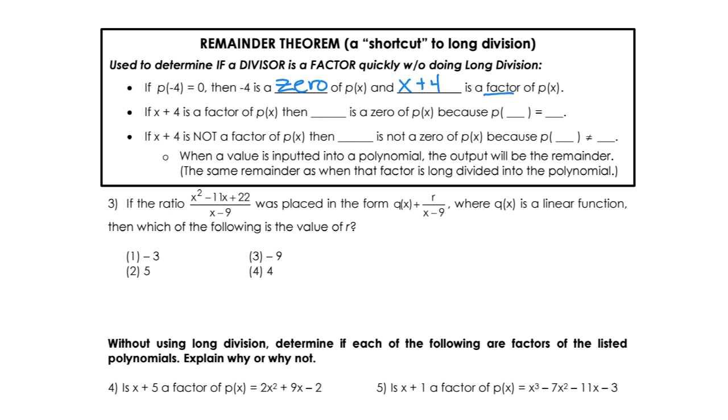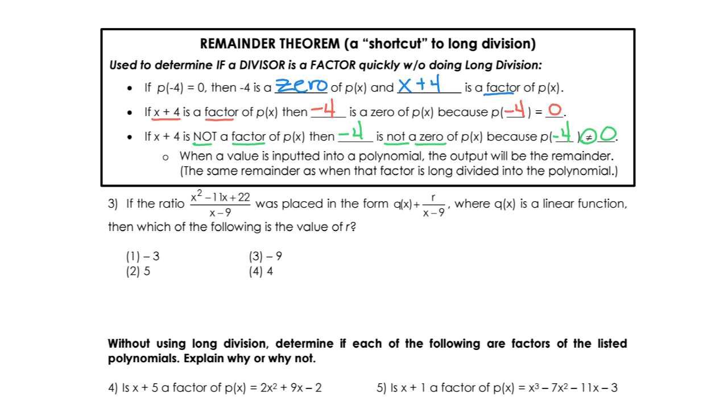Next one says if x plus 4 is a factor of p of x, then -4 or x equals -4 is a 0 of p of x because p of -4 would equal 0. Okay. Last bullet there, if x plus 4 is not a factor of p of x, then -4 is not a 0 of p of x because p of -4 wouldn't equal 0.